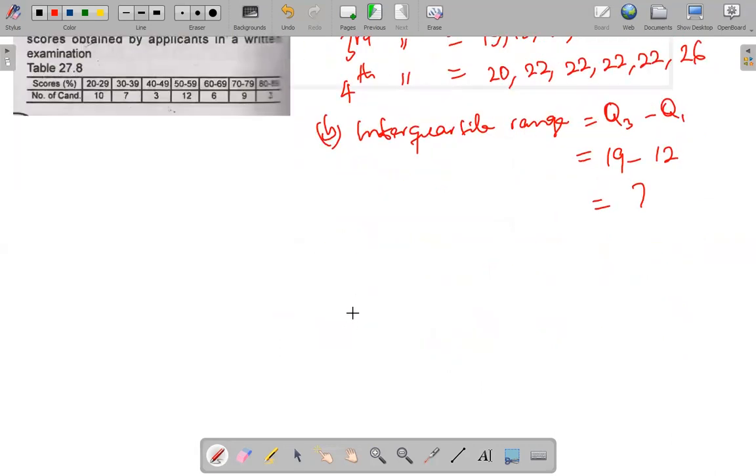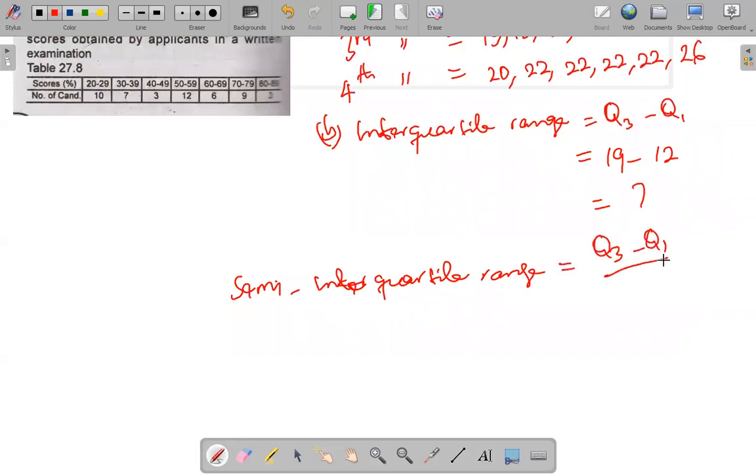The semi-interquartile range is the interquartile range divided by 2. Semi-interquartile range is equal to Q3 minus Q1 divided by 2. Q3 minus Q1 is already here, which is 7. So 7 divided by 2 is 3.5. So the semi-interquartile range is 3.5.